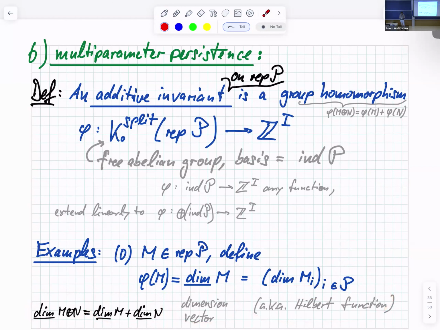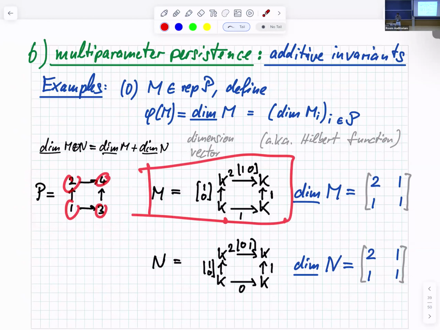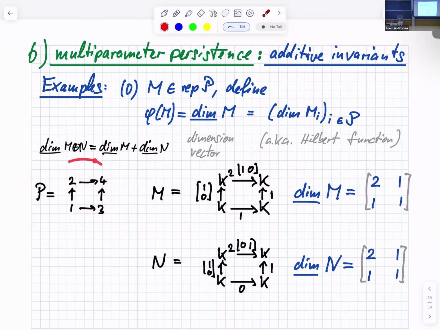Let's do some examples. I come back to one example. My poset P is a very simple grid, a 2x2 grid. Over this 2x2 grid, I give myself a representation. This means over every point here, I give myself a vector space, and along all the arrows, I give myself some linear maps. This is a module over that simple 2x2 grid.